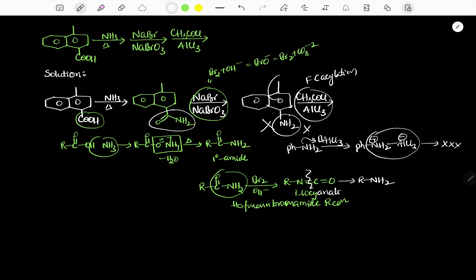But here one more group is there, that is methyl. So with respect to methyl, reaction takes place. With respect to NH2 it does not take place, but with respect to CH3, reaction takes place. Finally, the product is the Friedel-Crafts acylated product. Our electrophile is attached with respect to CH3. The first reaction, amide formation. Second reaction, Hofmann bromamide. Third reaction, Friedel-Crafts acylation.